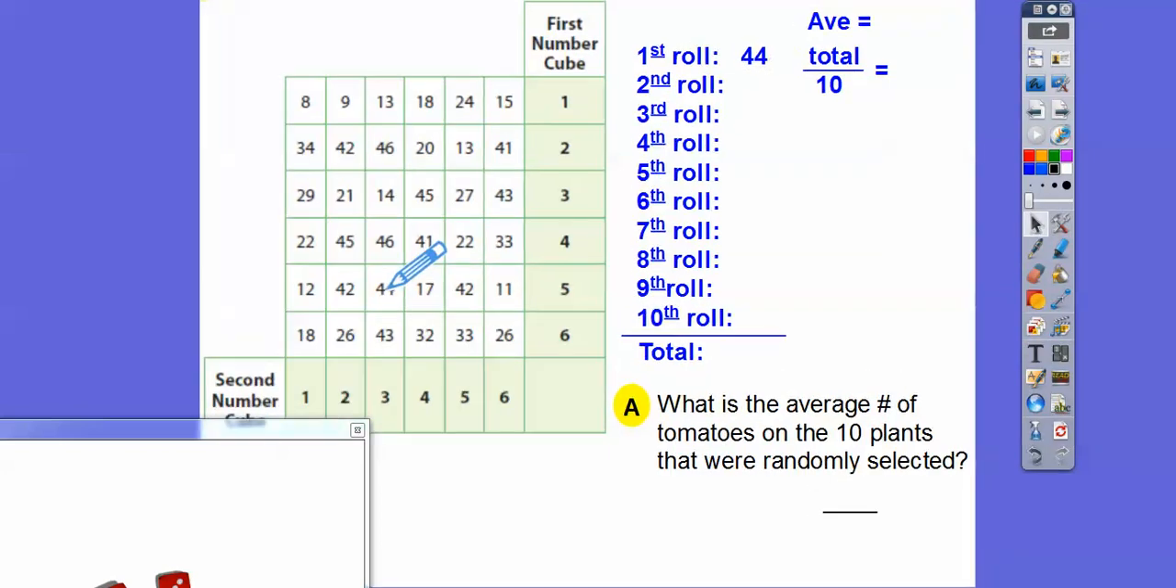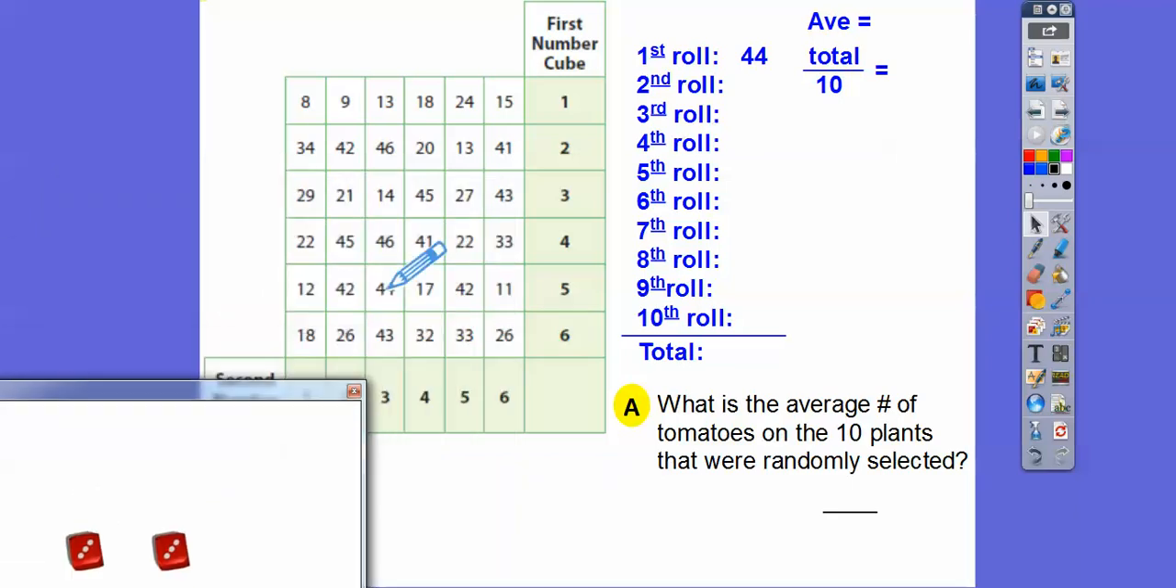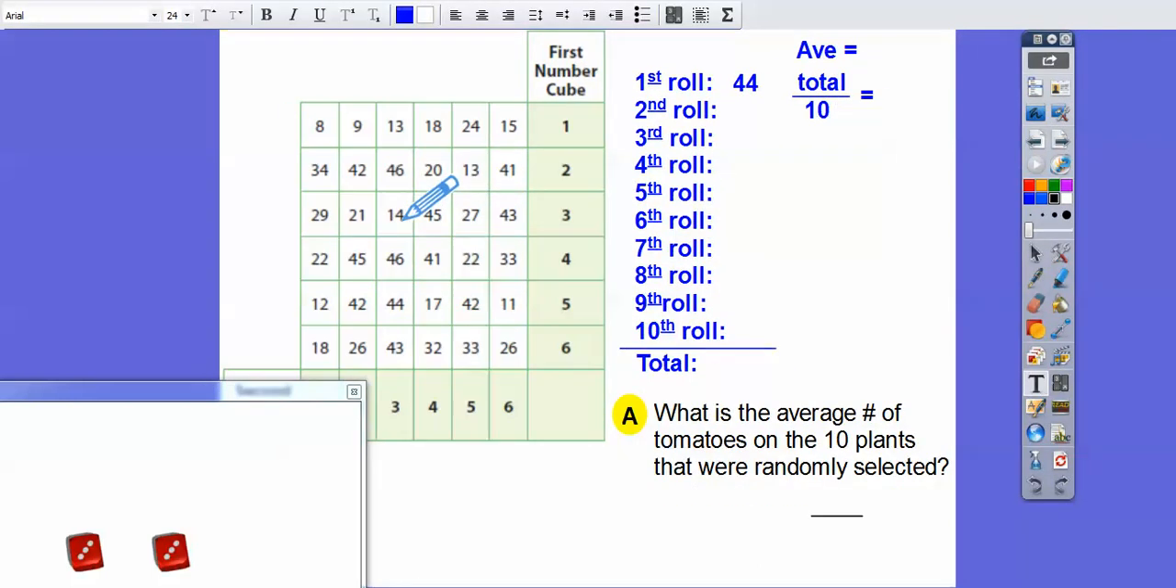So the second one, let's roll it again. I see a 3 and a 3. So that's going to take me right here. A 3 and a 3 is going to get me 14. So I'm going to put that on the second roll as 14. Patience while I go through the 10 different rolls.